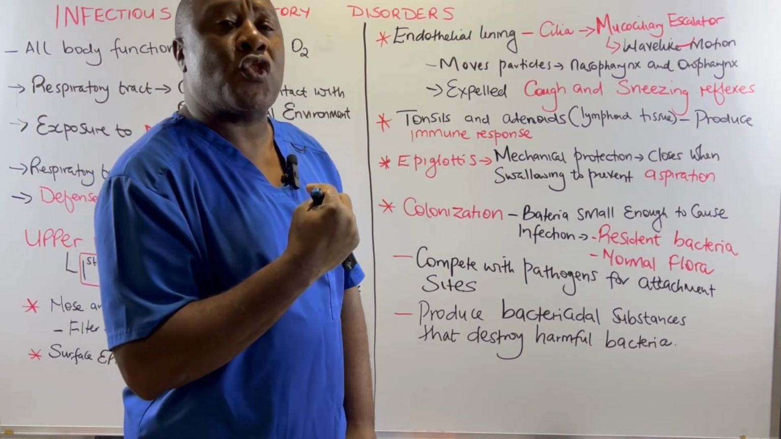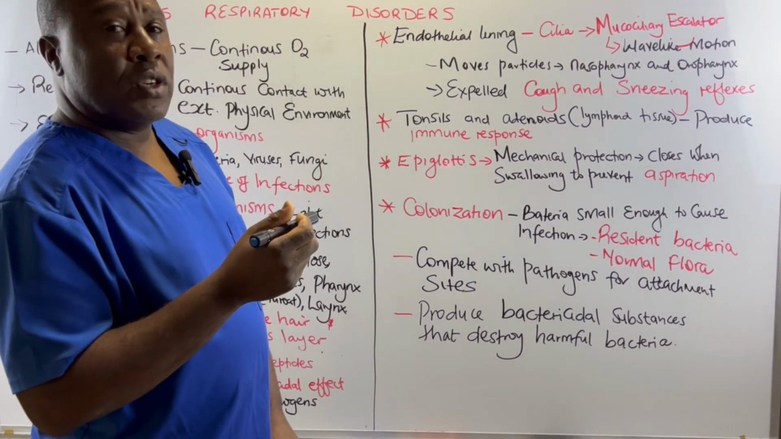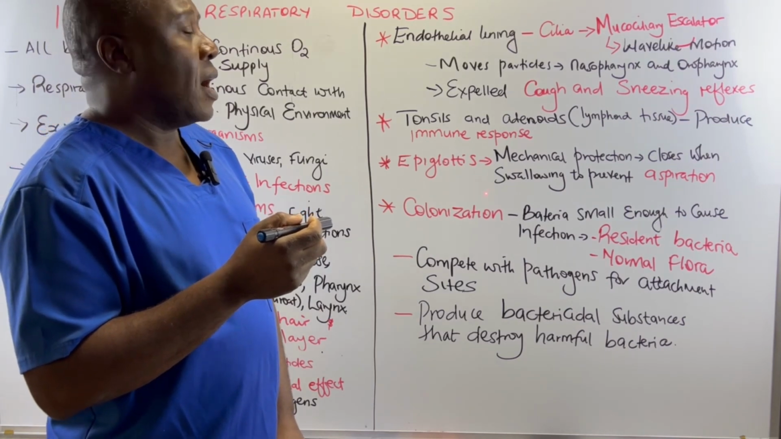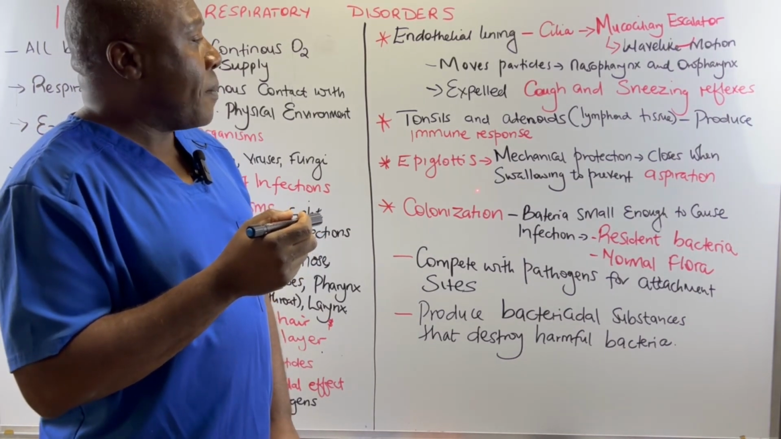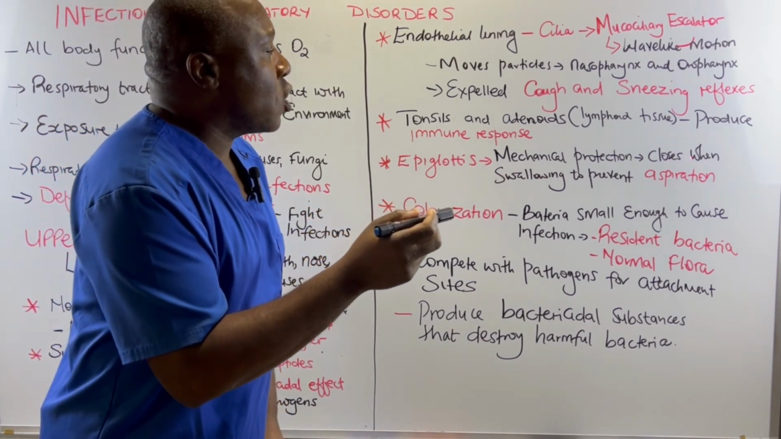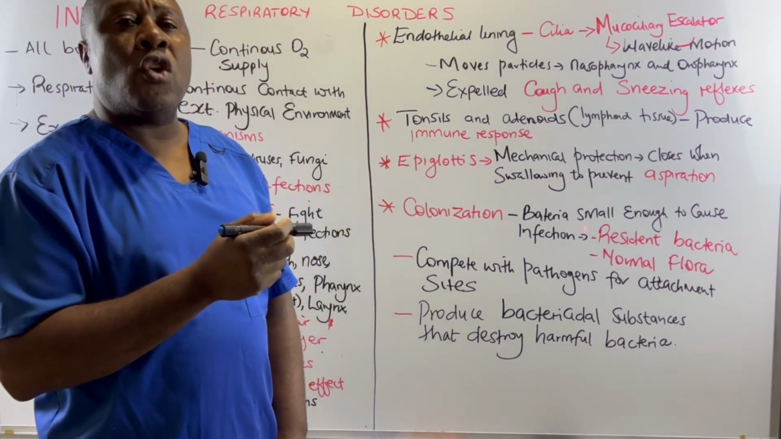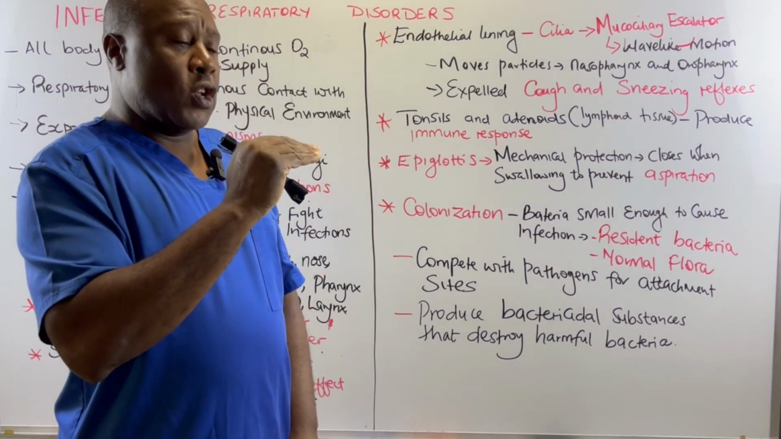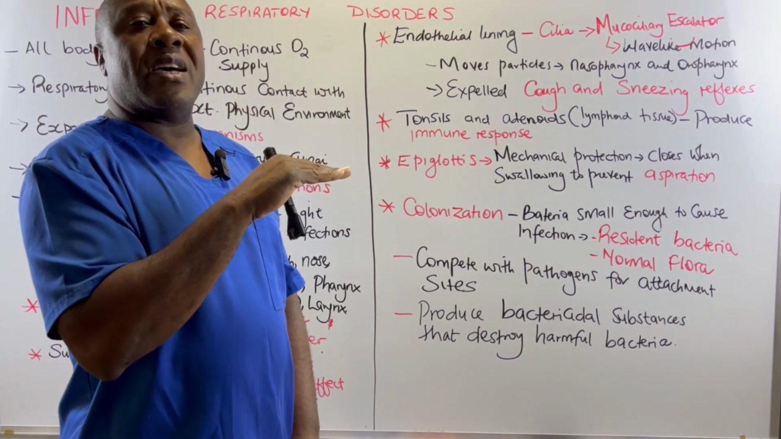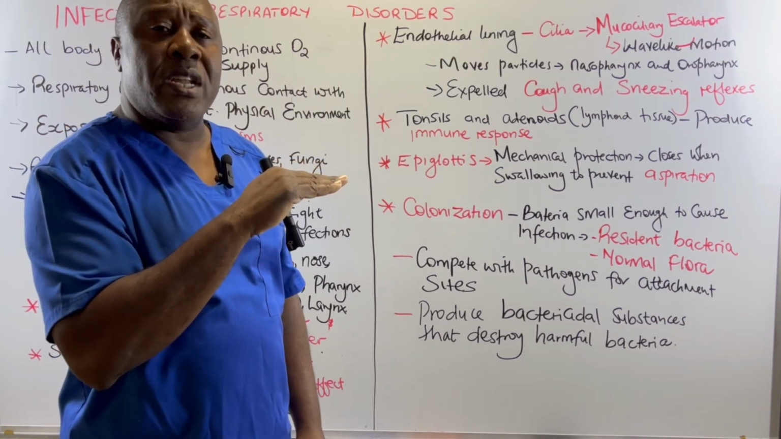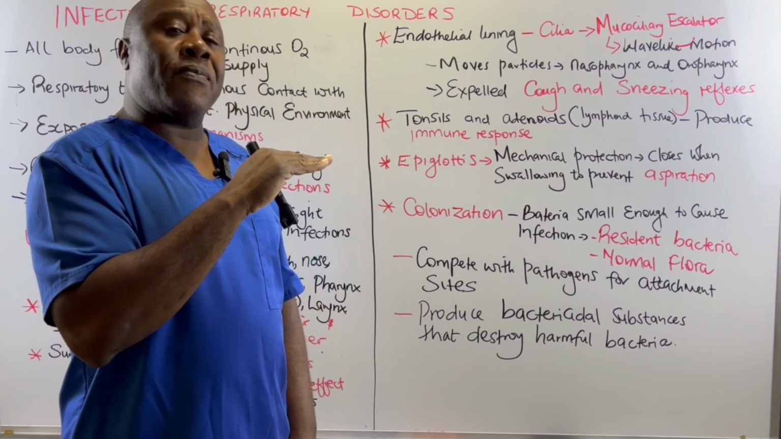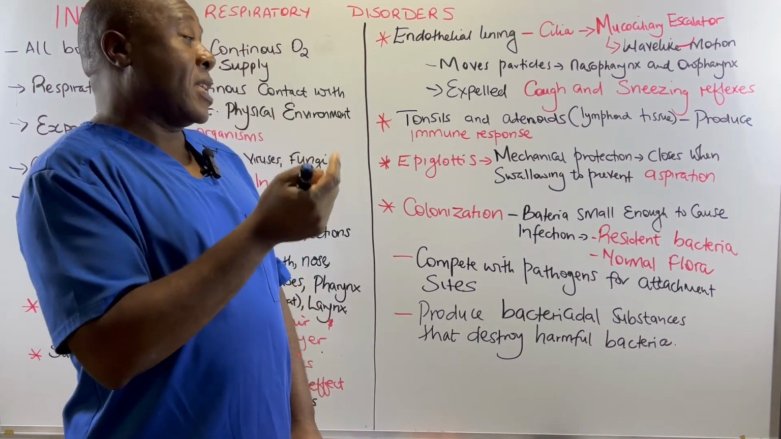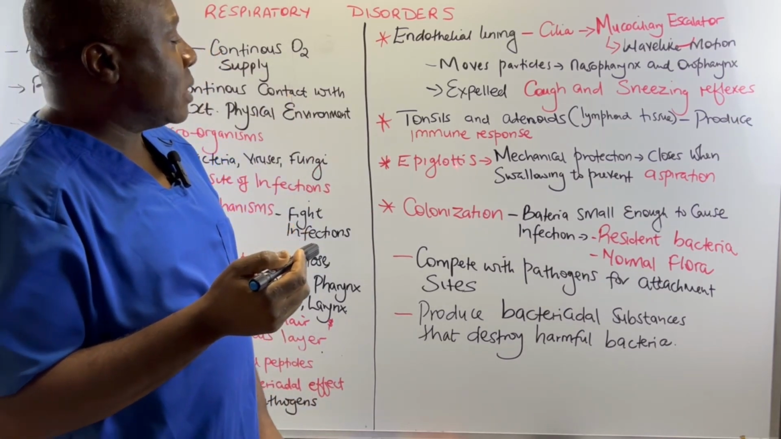the respiratory tract. The epiglottis provides mechanical protection against pathogens. So what happens is that the epiglottis always closes when we swallow to prevent aspiration. The epiglottis lies above the larynx. So when we are swallowing, it closes to cover that larynx. Why? To prevent fluid or any water from entering into our respiratory system.